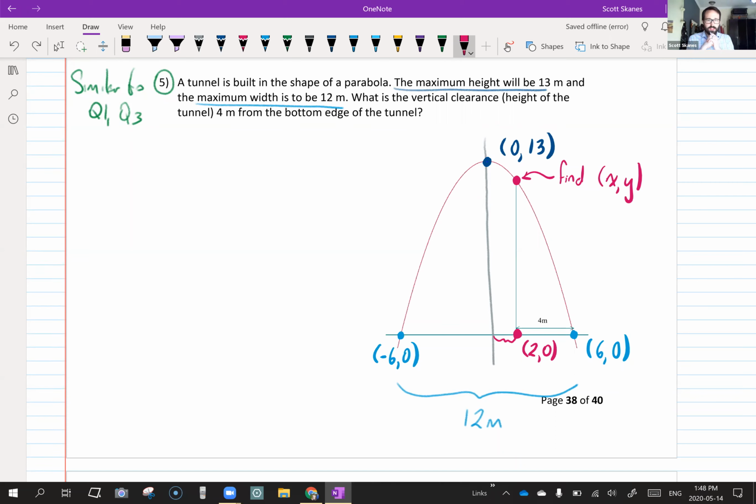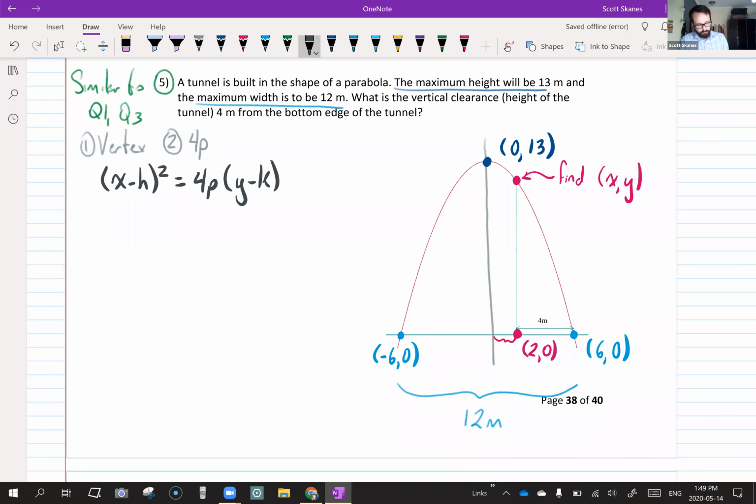So now that we have our question set up, we can do the rest. I'll repeat what we need to do. First thing, we just need to take a look at our vertex. Second step, we're going to try to find 4p. And really to do that, we just substitute our values into our equation. The general equation we're going to use is x minus h all squared equals 4p times y minus k. And remember, we're always looking for this 4p for this style of question.